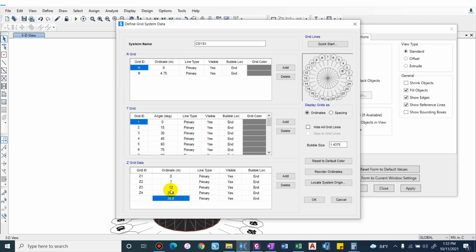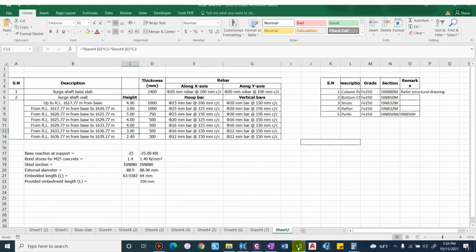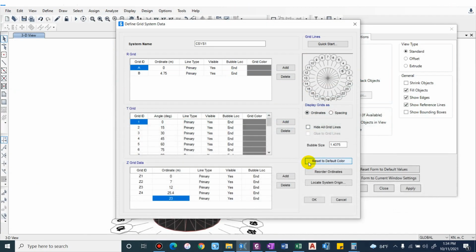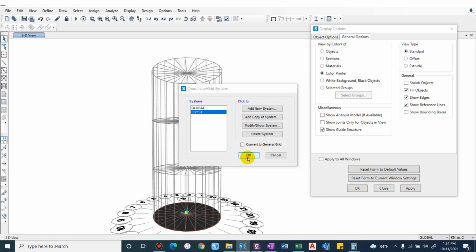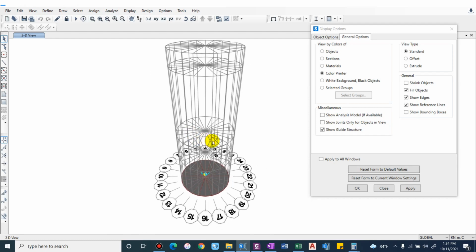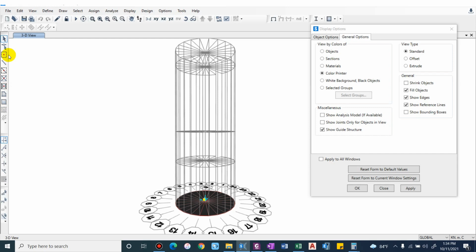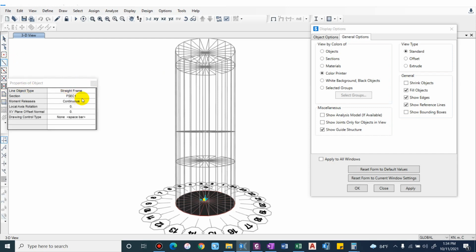So 11, 12, 23, and it was provided for 2.41. Okay, reorder ordinates. Now let us draw the frame element first, and we'll just extrude those into lines.